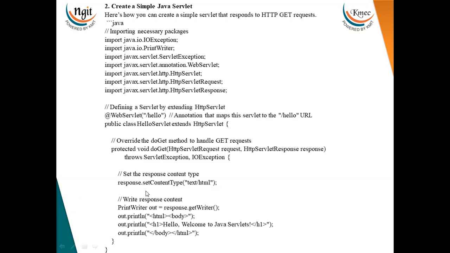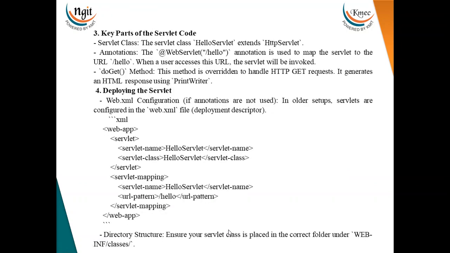Set the response content type to be text/html, which is done like this: response.setContentType text/html, and write the response content using the PrintWriter. We have PrintWriter out equals response.getWriter, out.println. In the HTML body we are printing out.println hello welcome to Java servlets. This is a simple example.